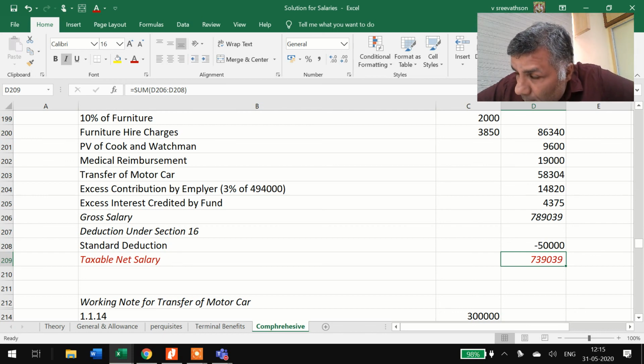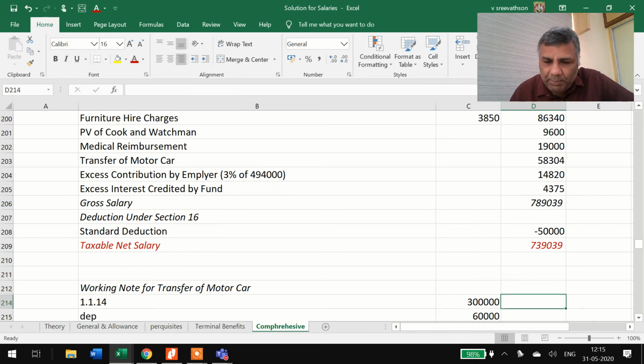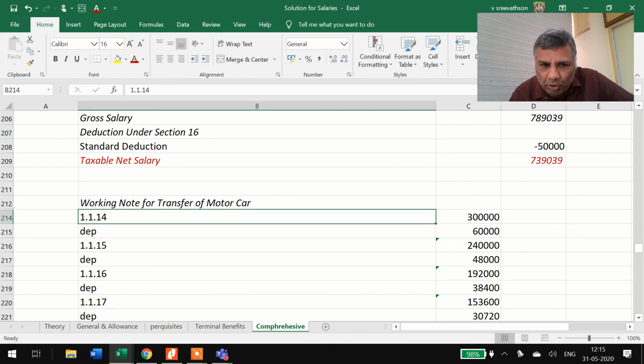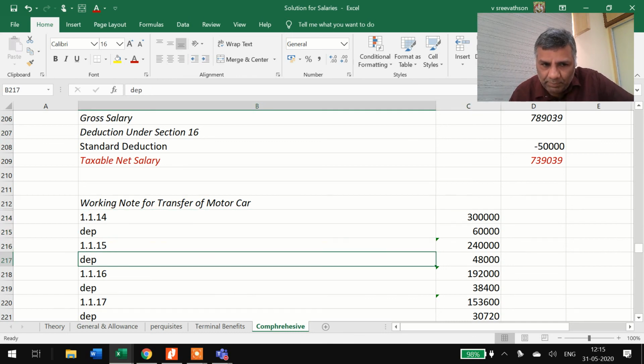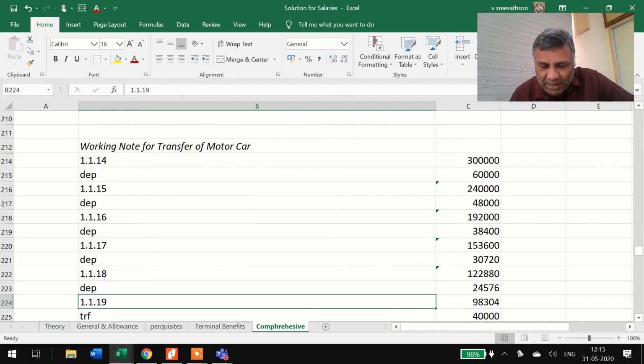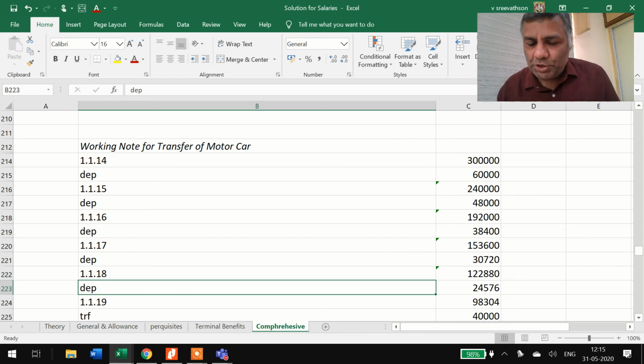Sir, can you explain the transfer of motor car once? It must be done for completed years only, right, sir? Yes, we purchased on 1/1/2014. Year 1, year 2, year 3, year 4, year 5. 5 years completed up to 1/1/2019. Okay, sir, I had put only 4 years. Yeah, I understood as soon as you wrote 82,880.